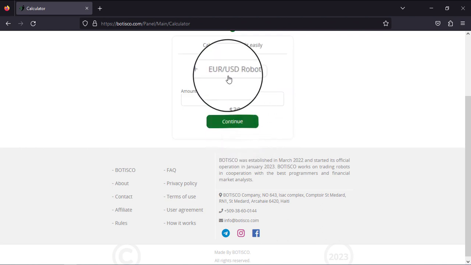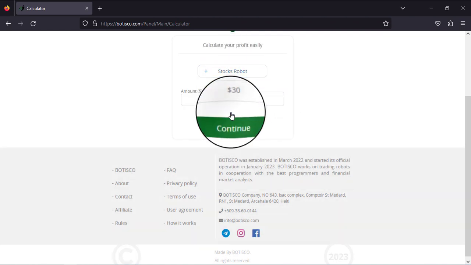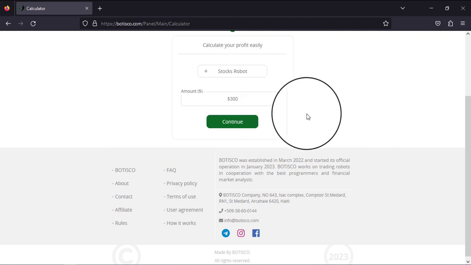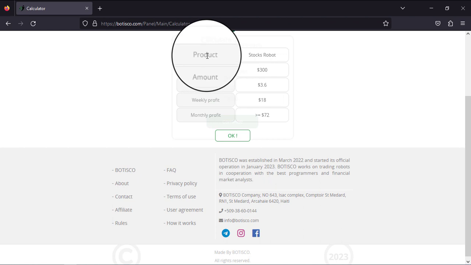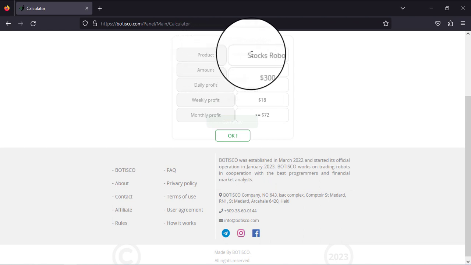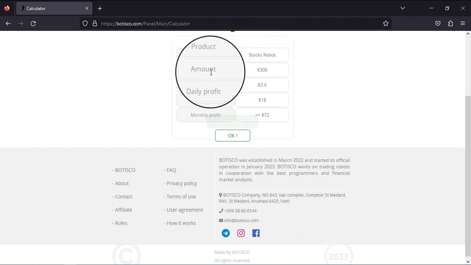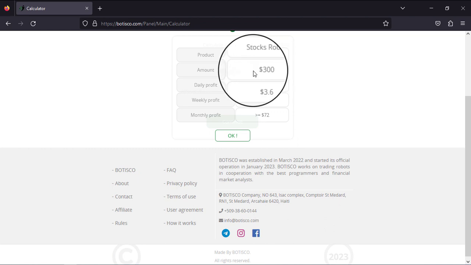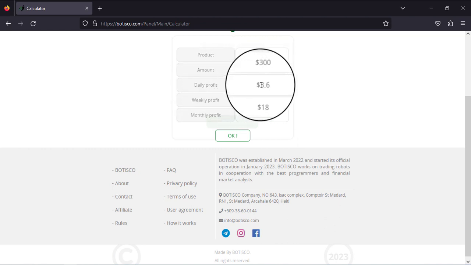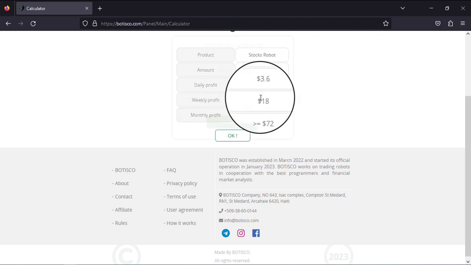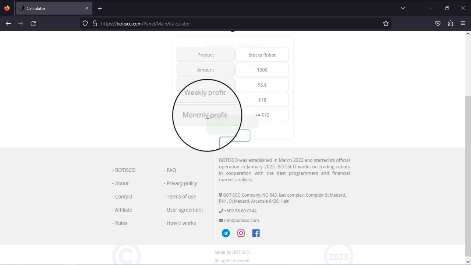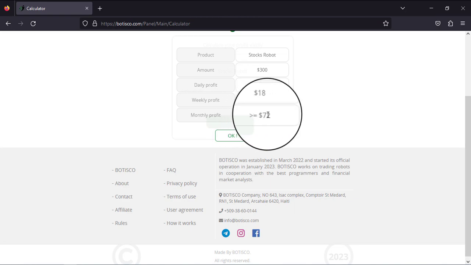Let me test another option with $300 capital. You can see with $300 capital, your daily profit will be $3.60. Your weekly profit will be $18. And your monthly profit will be at least $72.